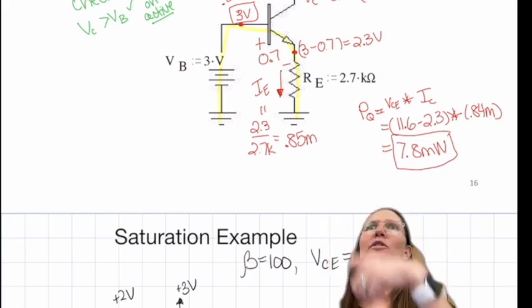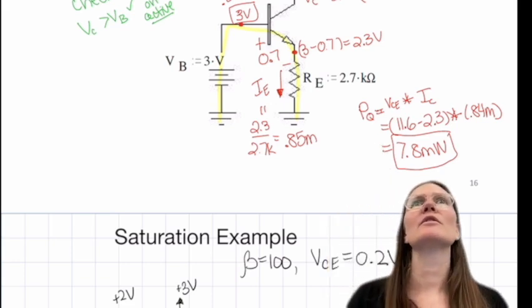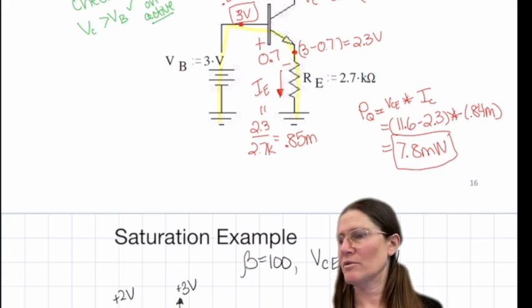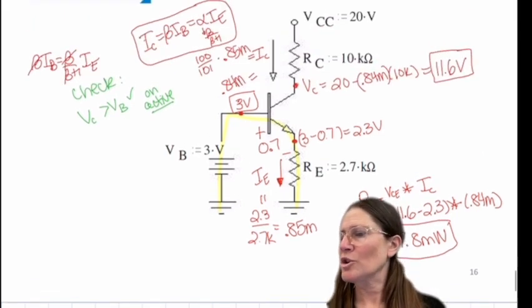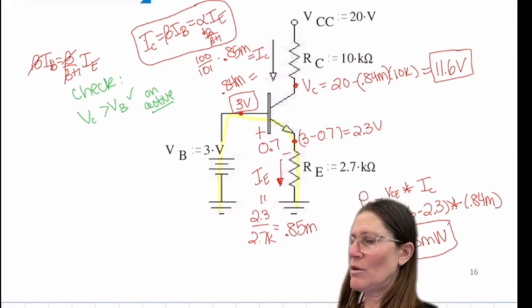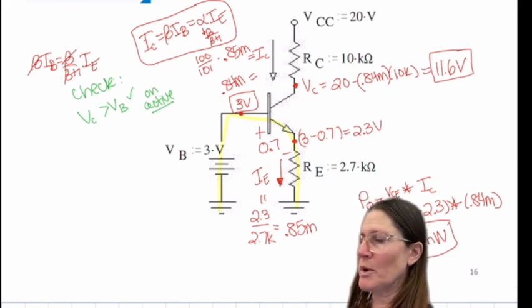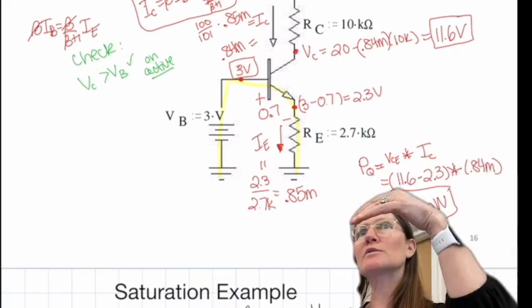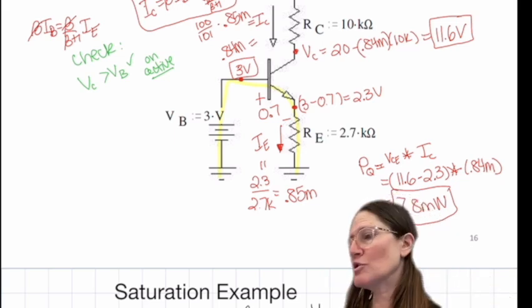Yeah. All right, other questions? So I did use the loop. I used the 0.7 where it's highlighted in yellow. So it's 3 minus 0.7 is 2.3.